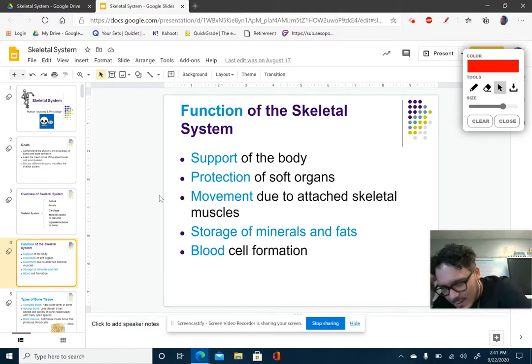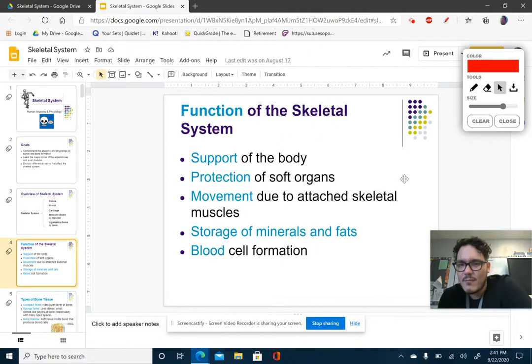Protection of organs. We have this helmet-like structure, our skull, which helps to protect our brain. We have a literal cage that surrounds our chest that's going to help protect the heart and the lungs. Even the hips, the pelvis is going to help protect the reproductive organs, the intestines, the bladder.